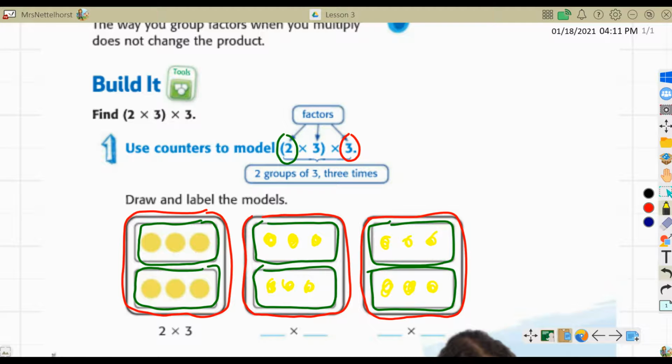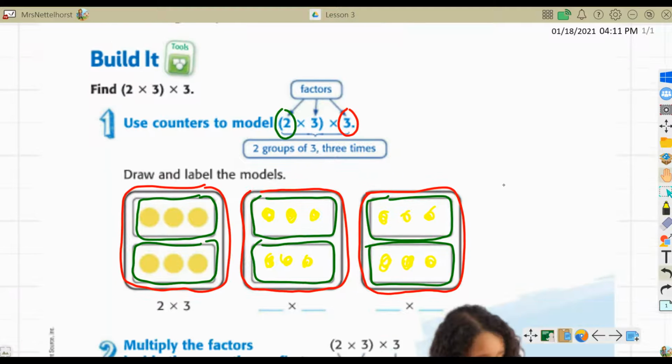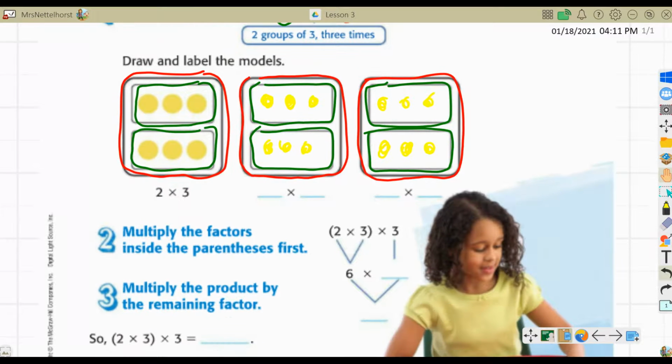Now I'm going to label them or name them down below my pictures. So I have 2 times 3 in the first red box. In the second red box, I have 2 groups of 3. And in the third box, I have 2 groups of 3. Then you're going to multiply the factors inside the parentheses first. If I were doing that on this diagram, it would be 2 times 3 is 6, 2 times 3 is 6, 2 times 3 is 6. But because I have it here in parentheses, I only need to write it one time. So 2 times 3 is 6.